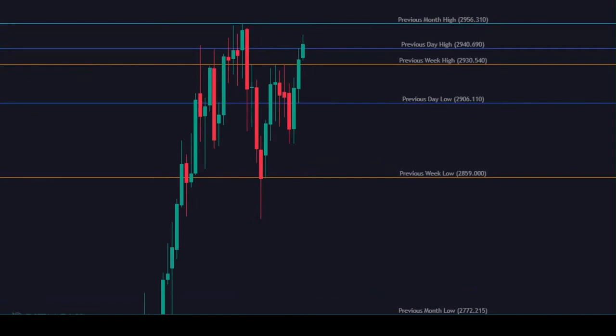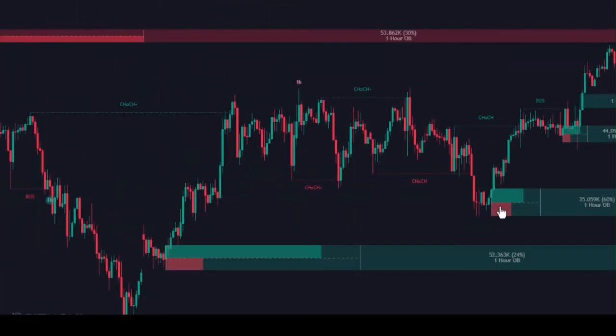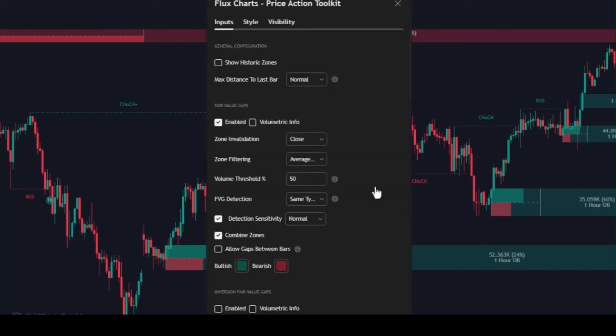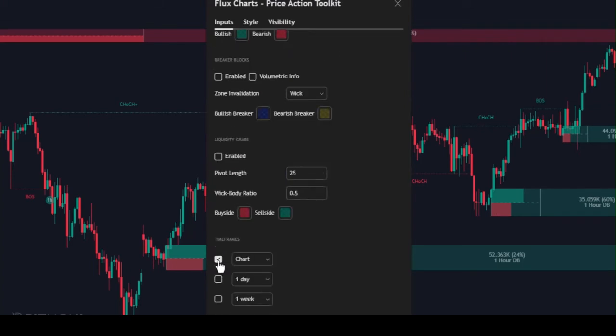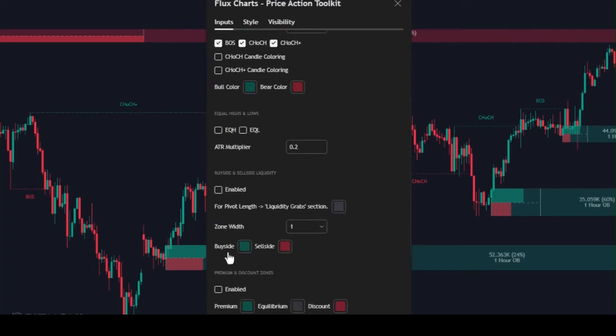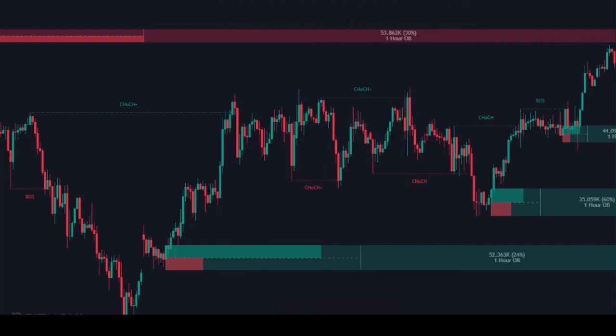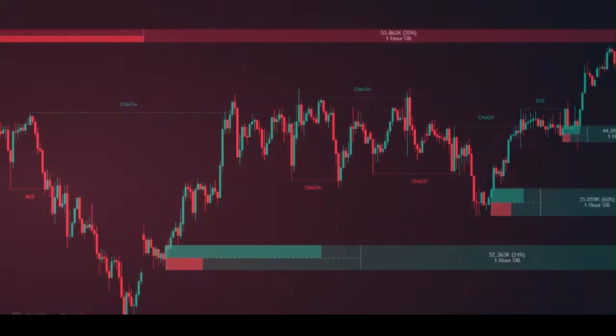Now that you have seen all the features of this indicator, let me show you a simple and profitable strategy that you can use to trade with this indicator. So, for this particular strategy, we will only be making use of order blocks and market structure. So we go to the settings and disable other features. Now, here's the criteria for a valid setup.